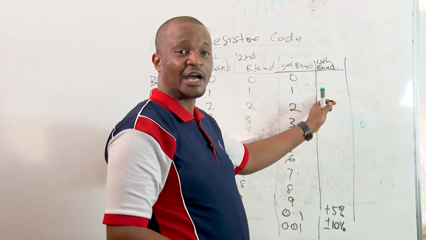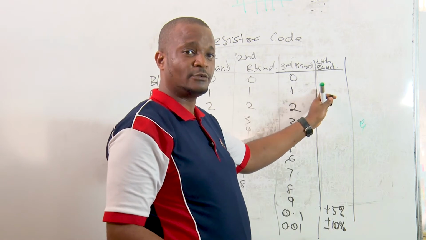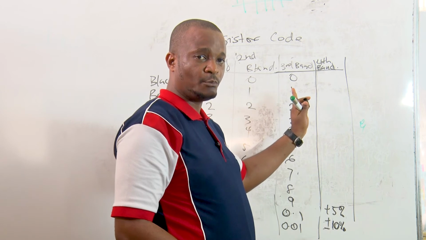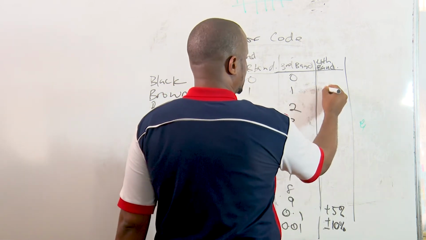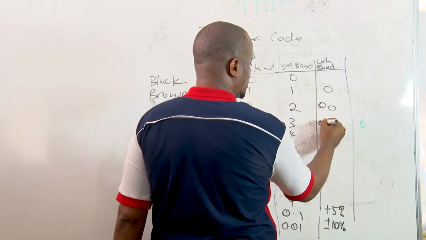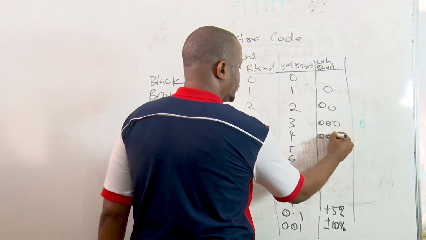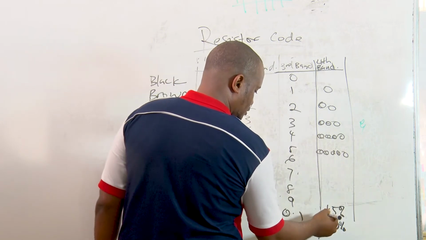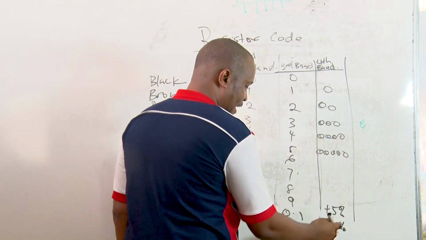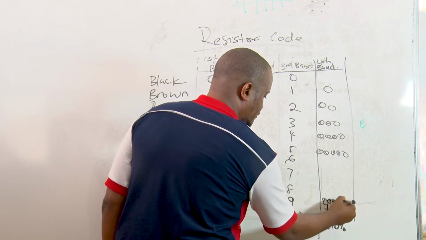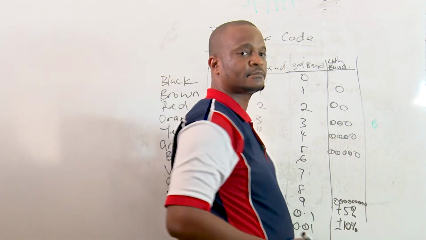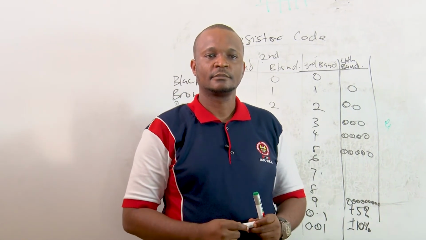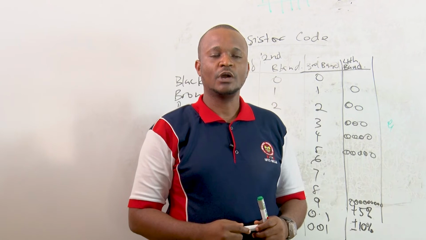The 4th band is now the multiplier, unlike the 4-band resistor, where the 3rd band was the multiplier. So you have 0, 0, 0, 0, 0, 0 for 3. The 4, 4, 0, 5 is what? 5 zeros until you've gotten up to the 9. 1, 2, 3, 4, 5, 6, 7, 8, 9. So you have 9 zeros, okay? Good.